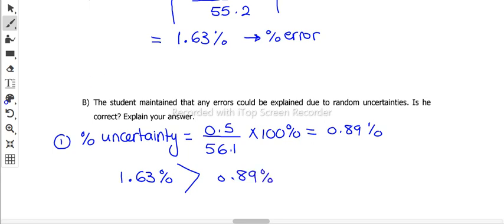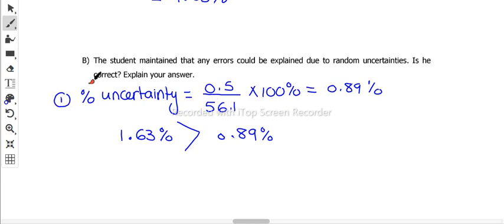What does this mean? This is an indication that the experiment contains both systematic and random errors. So we cannot say that it is only random. Systematic is so important here. The student mentioned that any errors could be explained due to random uncertainty only. So this is incorrect. So what can we write? Is he correct? Of course, no.